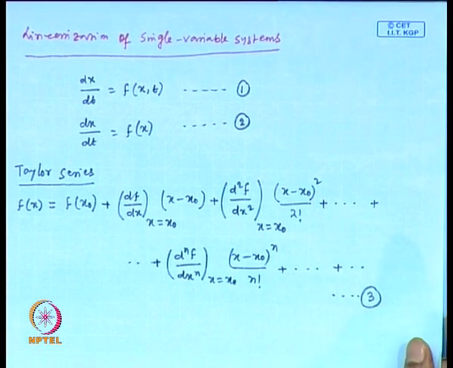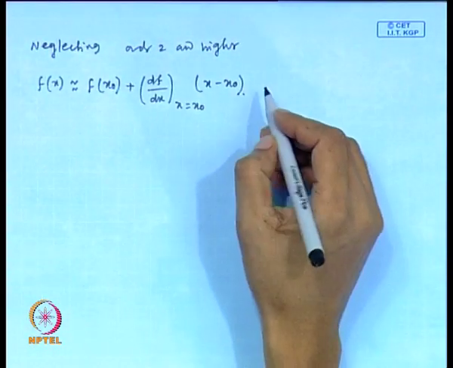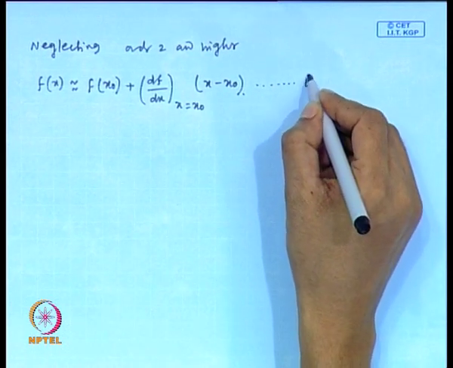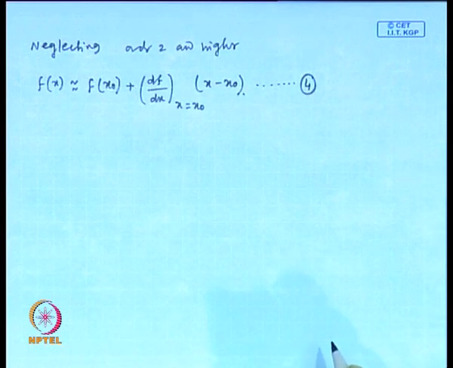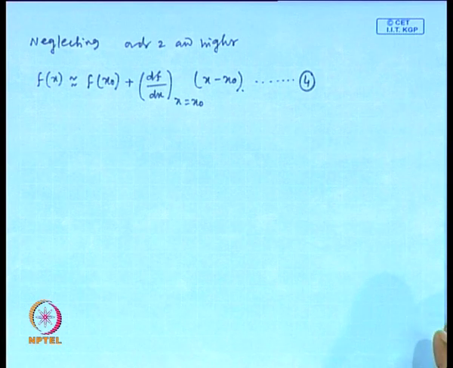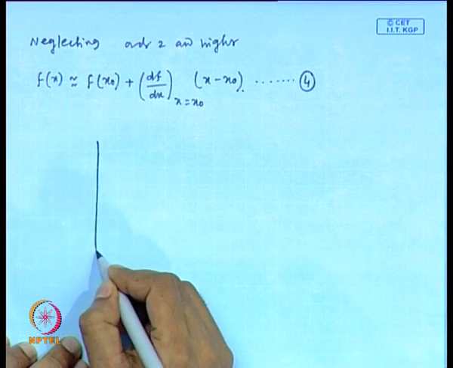The Taylor series expansion of f(x), you put equation 3 for that, and this approximate linearization we are representing by equation 4. Now, this linear approximation is satisfactory when x is very close to x naught.